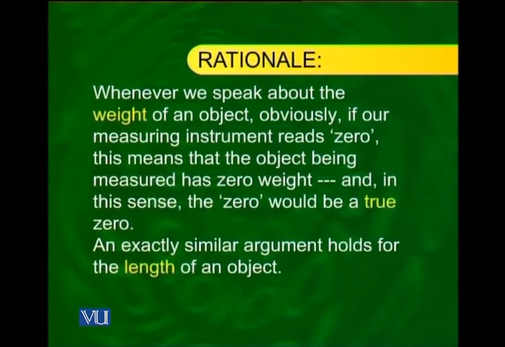Students, whenever we speak about the weight of an object, obviously, if our measuring instrument reads zero, this would mean that the object being measured has zero weight. In other words, it is weightless. And in this sense, the zero would be a true zero. An exactly similar argument holds for the length of an object. So, I hope that it is clear to you that weight and length of the fish are being measured on the ratio scale.